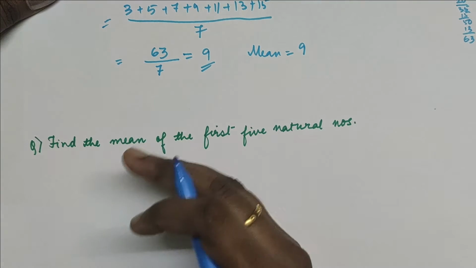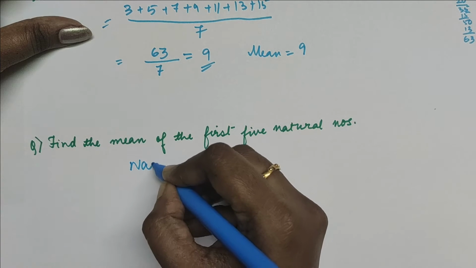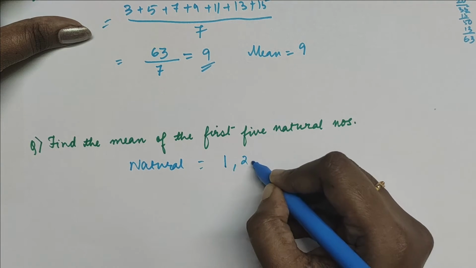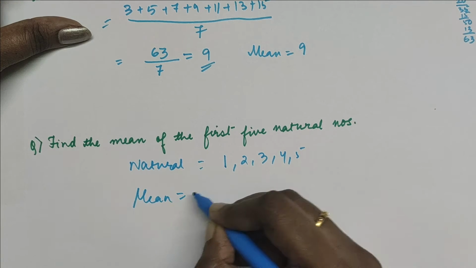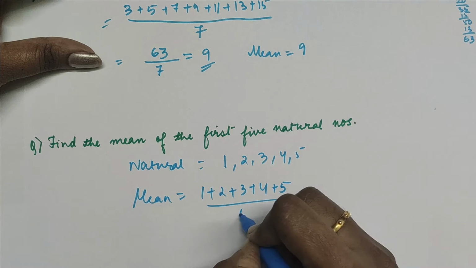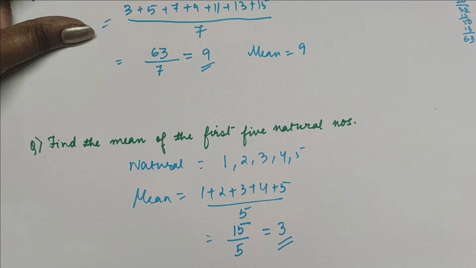You can get such type of questions also, like find the mean of the first 5 natural numbers. So what are the natural numbers? First 5 natural numbers, starting from 1, 2, 3, 4 and 5. So if you have to do the mean of this, you are going to add these numbers and divide by 5, because 5 is the total observation. Our mean is going to be 3.